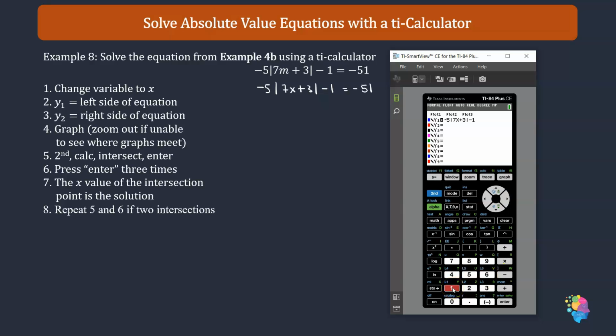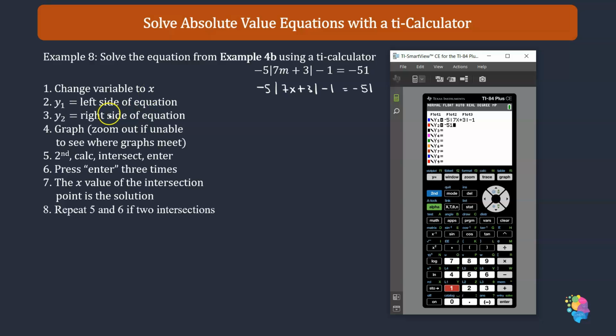Now you might be asking, how do I know if I'm supposed to put a minus or a negative? If it's at the start of the expression, that's the negative. If it's in the middle of the expression, that's a minus. All right, let's go down or press enter to go to y2. Now this is the beginning of the right side expression, so this is a negative 51, not a minus 51. So negative 51. All right, so we've done step 1, change to x's our variables.